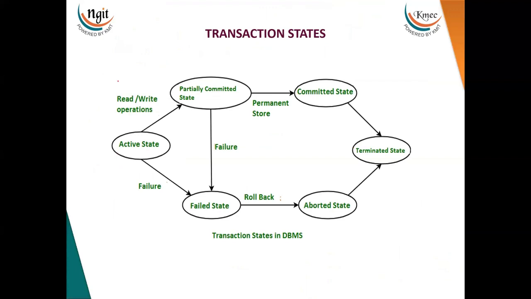Transaction states. Here we have different states of transaction. Whenever a user initiates some transaction, every transaction has to undergo the following states, either of these following states. Firstly, let us see what is an active state. Active state is when the transaction has been started, then you say that the transaction is in active state.